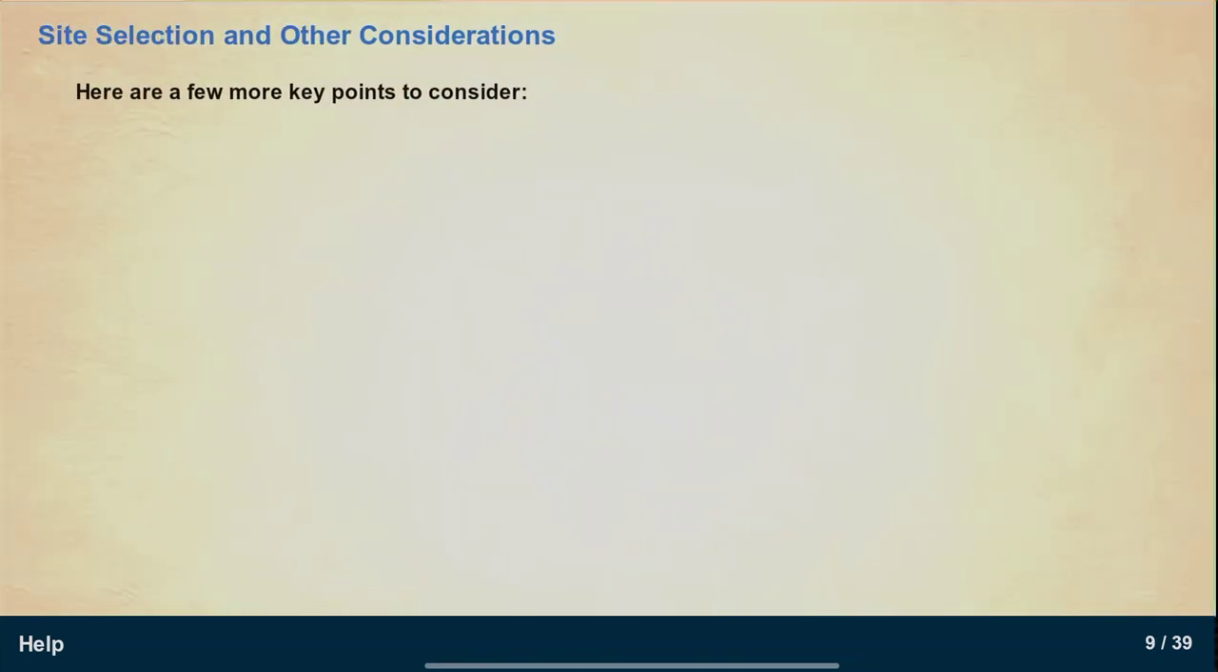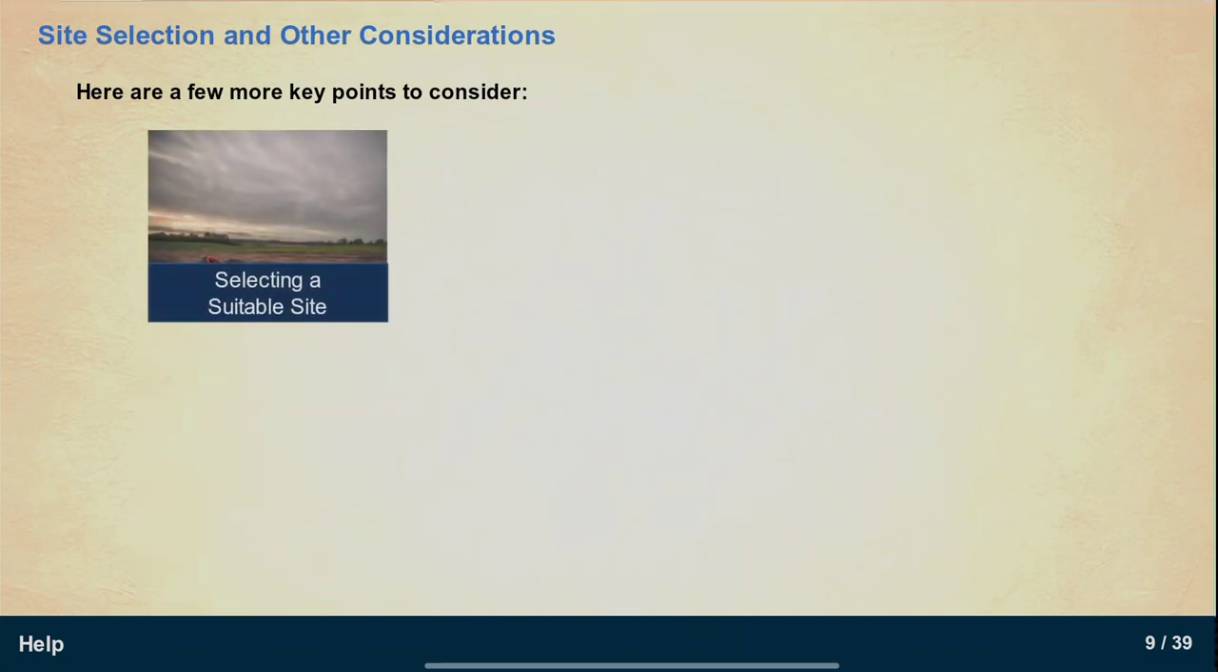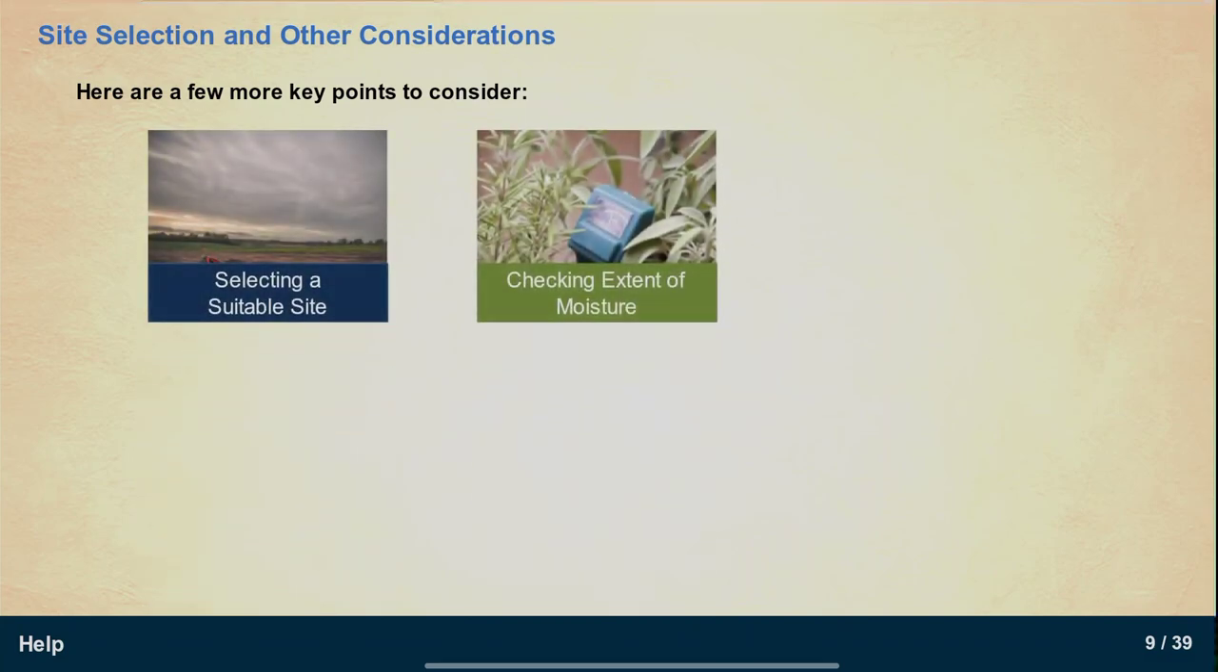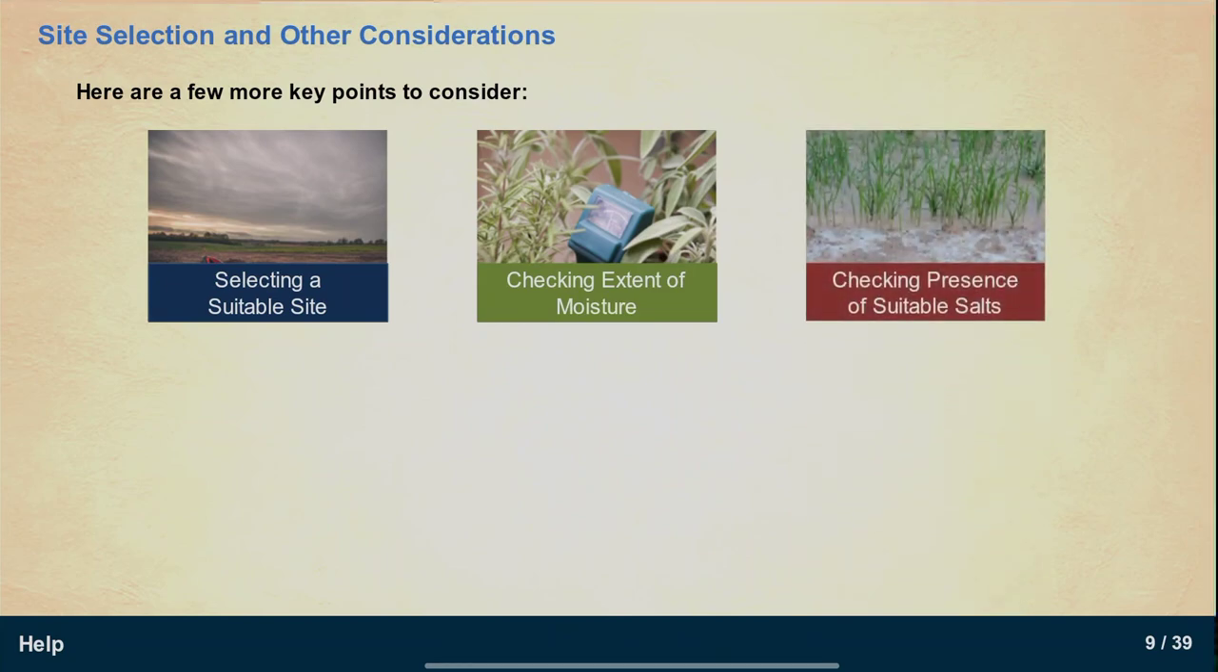Let us now look at a few more key points to consider when going for an earthing connection. They are selecting a suitable site, checking the extent of moisture therein, and checking the presence of suitable salts. Click on each image to learn more.